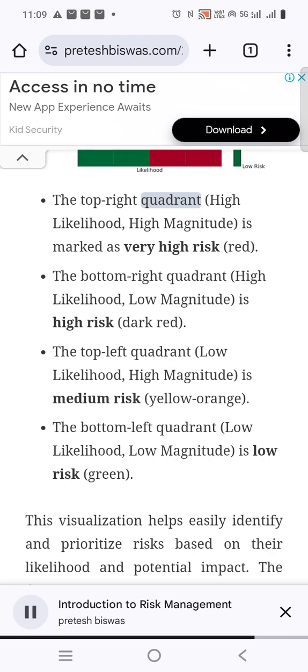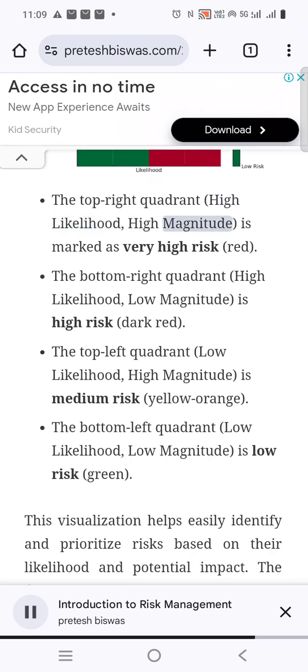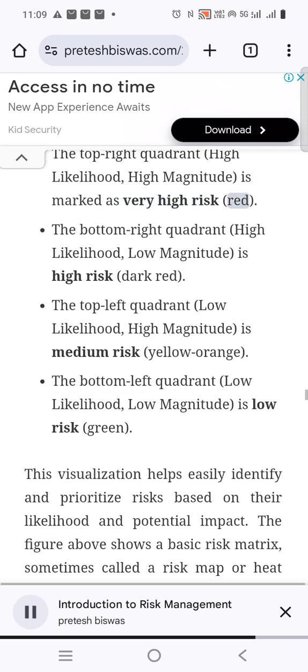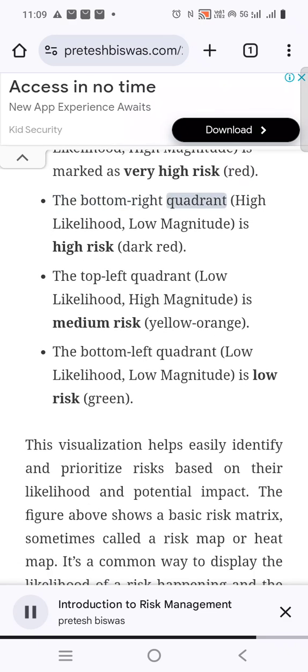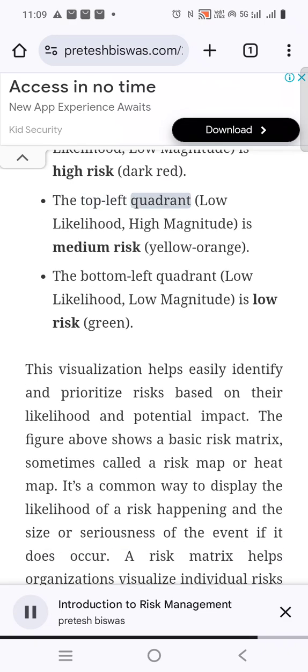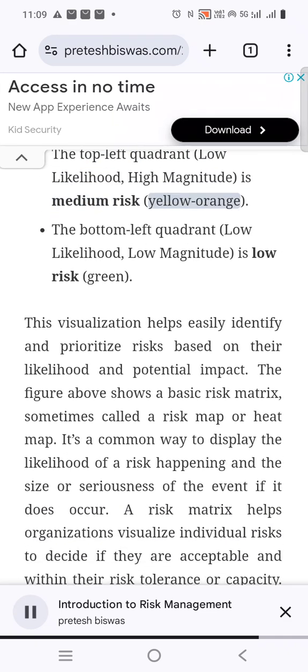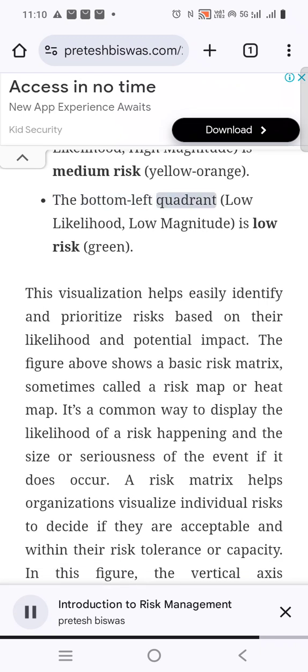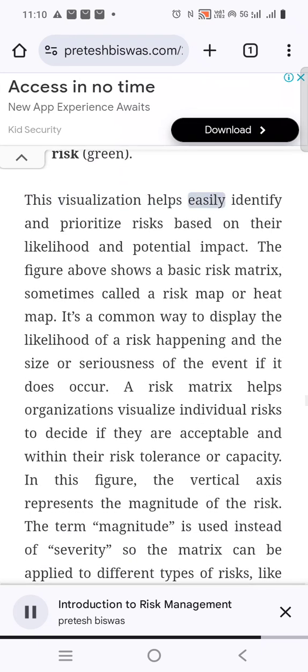The top right quadrant, high likelihood, high magnitude, is marked as very high risk, red. The bottom right quadrant, high likelihood, low magnitude, is high risk, dark red. The top left quadrant, low likelihood, high magnitude, is medium risk, yellow-orange. The bottom left quadrant, low likelihood, low magnitude, is low risk, green. This visualization helps easily identify and prioritize risks based on their likelihood and potential impact.